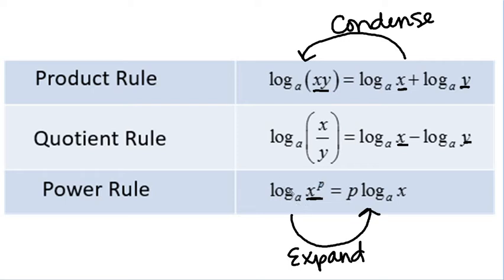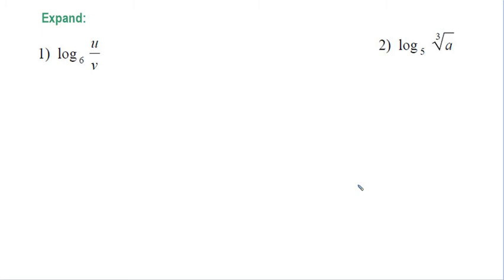So when we expand, you're always going to start with a single logarithm. You're going to look for things that are multiplying and write them as addition. Look for things that are dividing in the argument and write it as subtraction. And look for things that are exponents and write them as a multiplier coefficient in the front. Okay? So let's look at our first example.